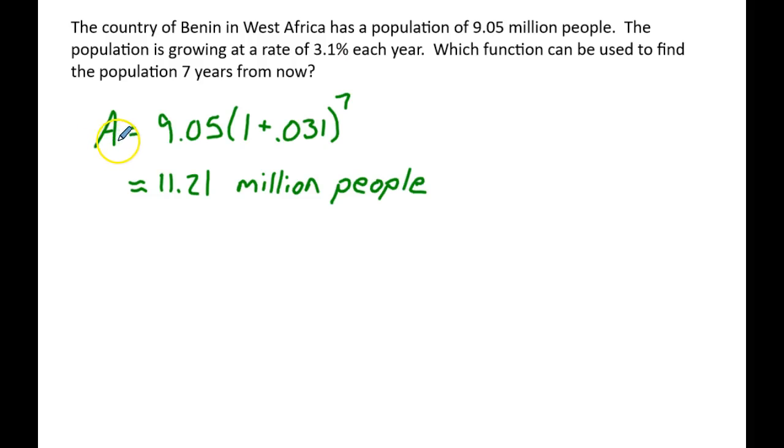Plugging in our values, we have A equals 9.05, that's the initial amount, the principal amount, times 1 plus, convert our rate into a decimal, 0.031, raised to the t power. The t is 7 years. Now we just plug this into a calculator, we get approximately 11.21 million people. So if this country grows at that rate over the course of the next 7 years, that's what they can predict the population will be of that country, 11.21 million people.